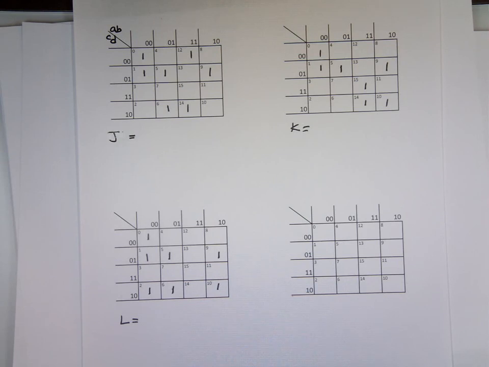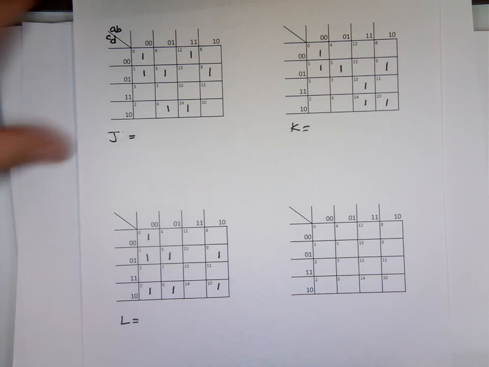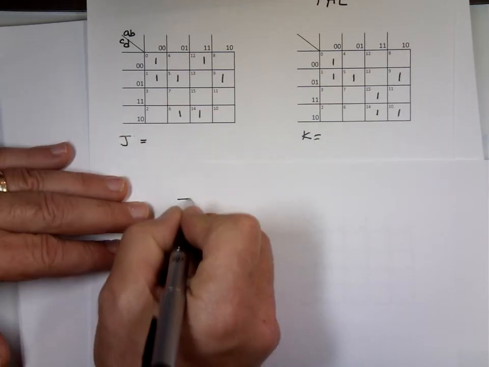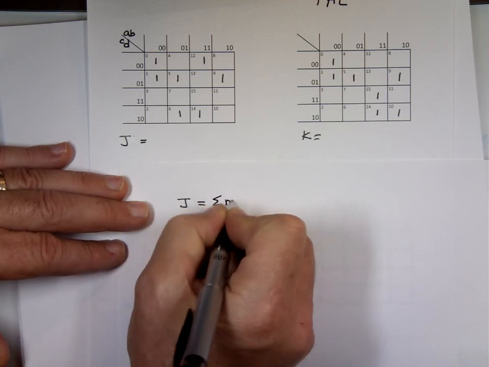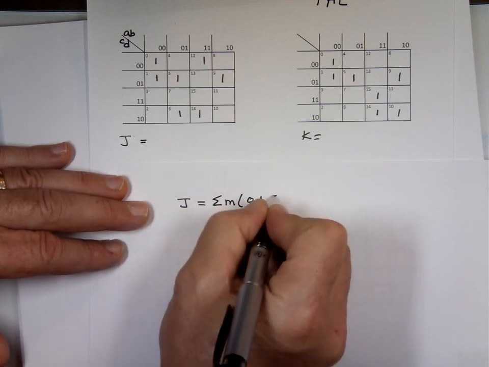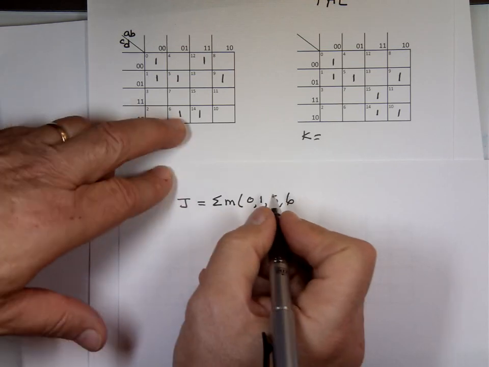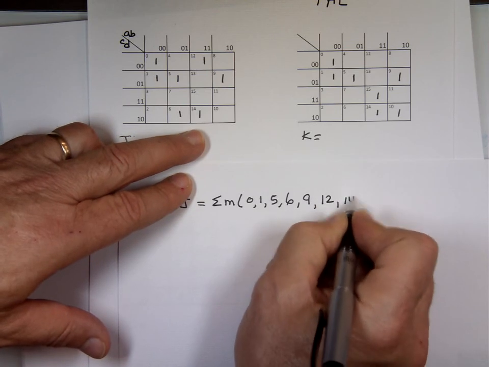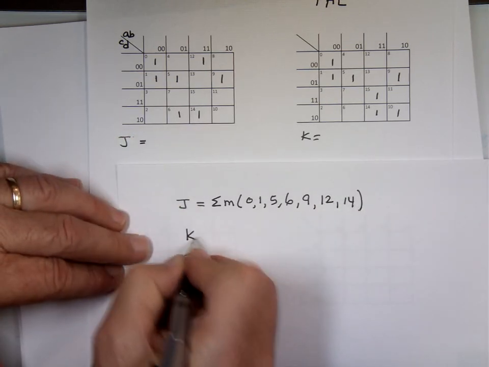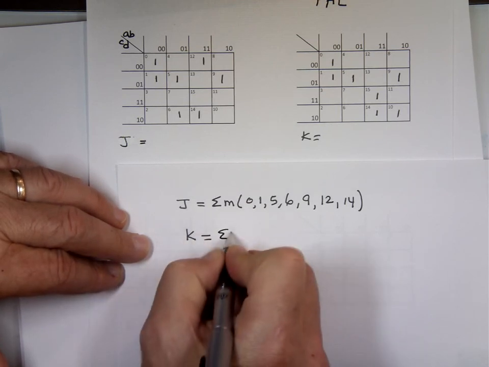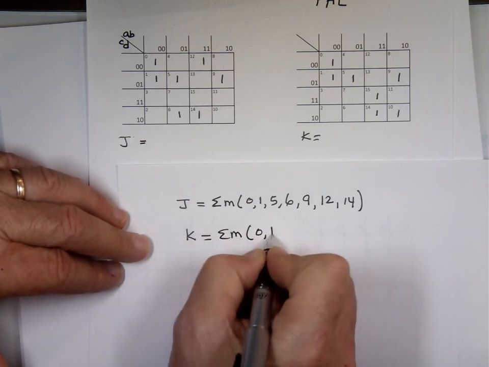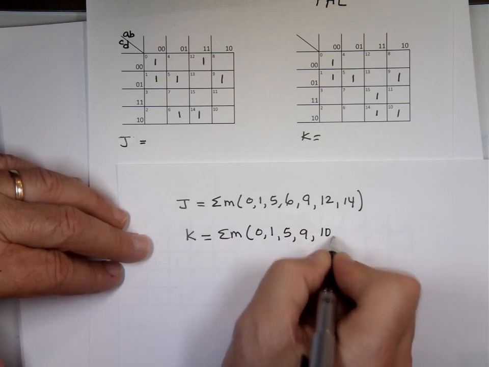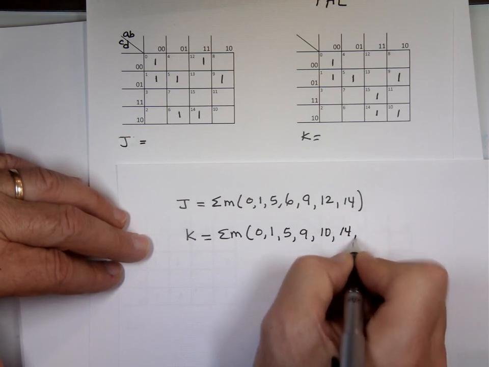So I can tell you what J is in terms of a function if you want to work the problem backward. J is really the summation of the minterms of 0, 1, 5, 6, working it backward, 9, 12, and 14, right? And K is the summation of the minterms 0, 1, 5, 9, 10, 14, and 15.